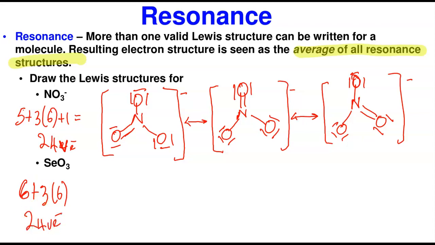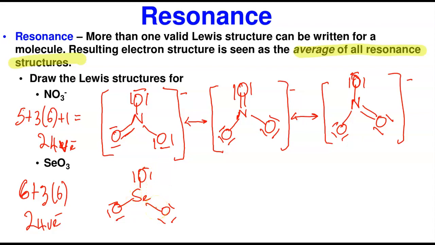So what are we going to do? The next thing is that selenium is going to be the central atom in this case, as you see. So we're going to put selenium there. We're going to try to distribute the oxygens around it. And if you do it again, like we did before, if you satisfy these oxygens, what do you find out? These oxygens, 8 times 3 is 24, but selenium is not satisfied.